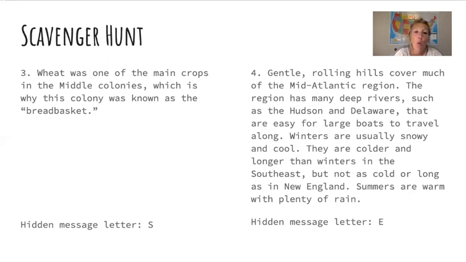Number 3, wheat was one of the main crops in the middle colonies, which is why the colony was known as the breadbasket. That sounds like my kind of colony. The hidden message letter is S.